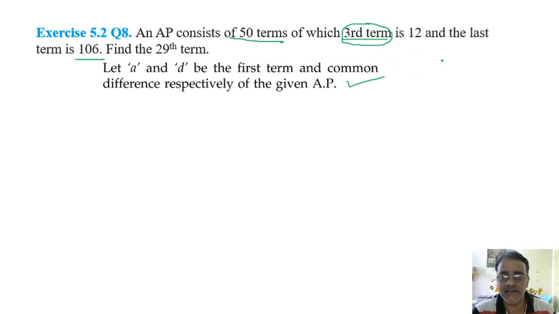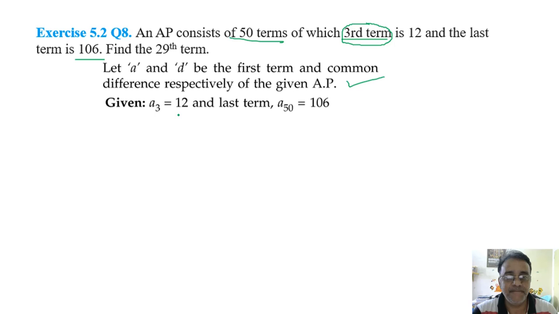And the third term is given 12, and the last term, that is the 50th term, is given 106. So how will you write A3? A plus 2D. Right, A plus 2D. How will you write A50? A plus 49D. Right, A plus 49D.